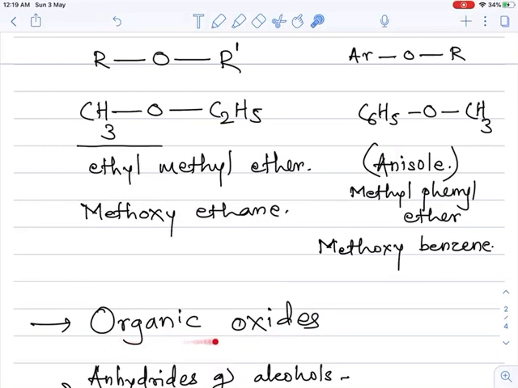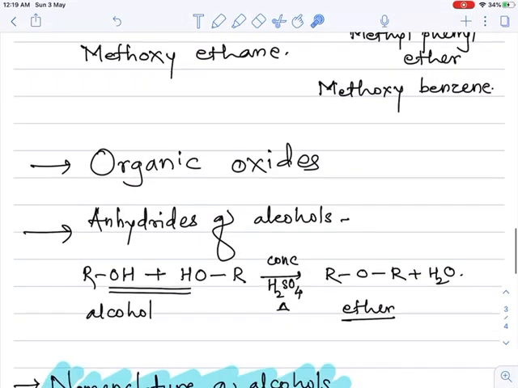Now generally these ethers are considered as organic oxides. Why are these ethers called organic oxides? If you observe the general formula for these ethers, ROR or AROR, oxygen is there, so they are oxides, and this oxygen is along with the alkyl or aryl group. Alkyl or aryl group is nothing but the organic compound, that is carbon containing compound, and that's why these ethers are called organic oxides.